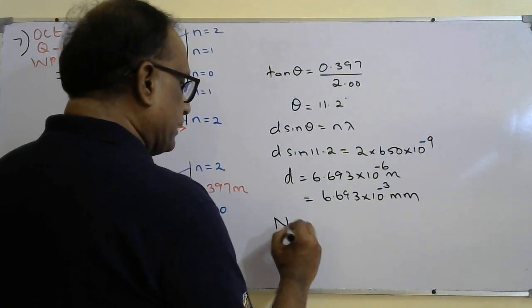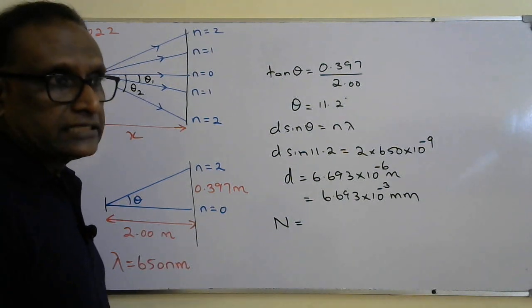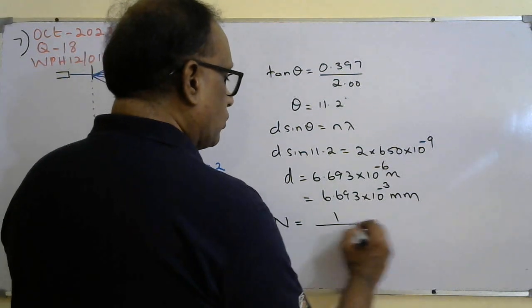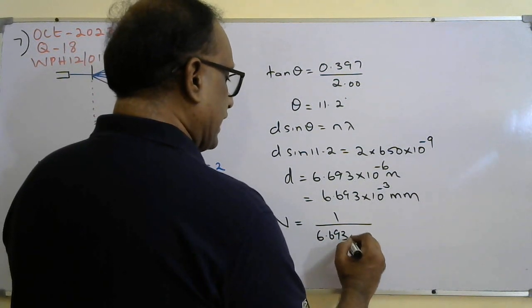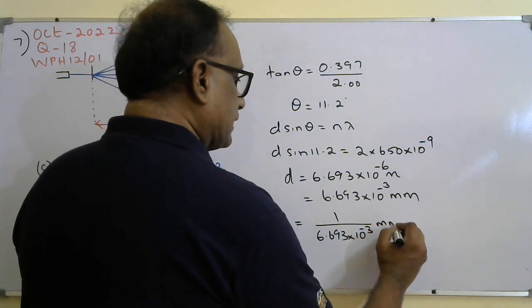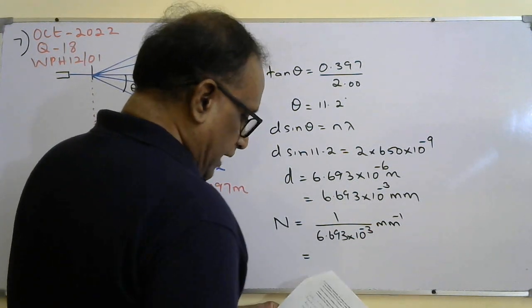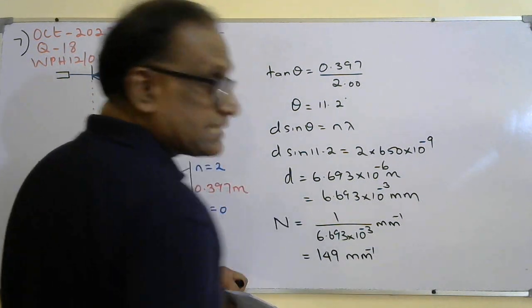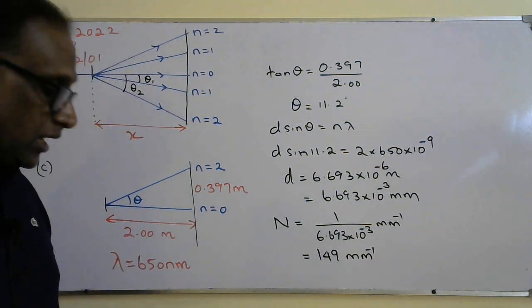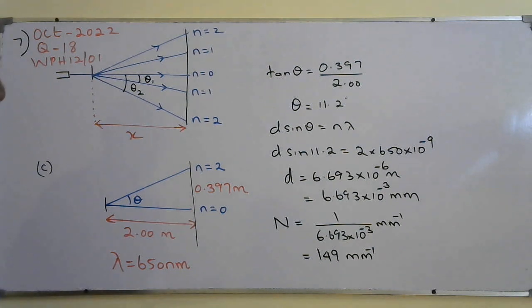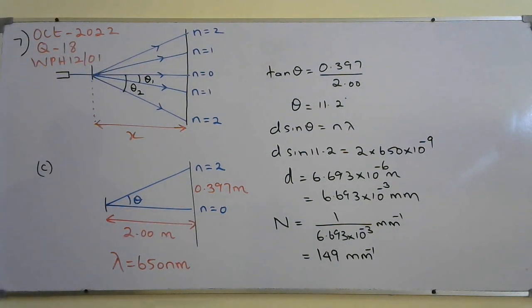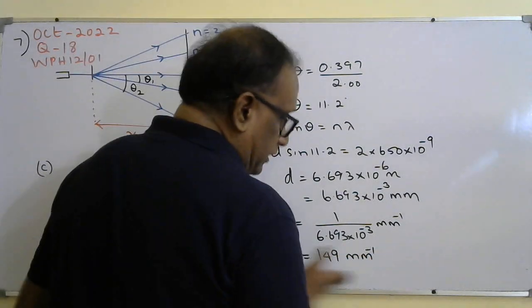So the number of lines per millimeter, I use N, which is not a standard notation, I am using it just for quickly finishing. N equal 1 over d, so 1 over 6.693 times 10 to the power minus 3 per millimeter. When you solve, you will get 149 per millimeter, but they are saying 300 per millimeter, so it's wrong labeling. The labeling is incorrect. 300 lines per millimeter is not a correct labeling, and you should write that.